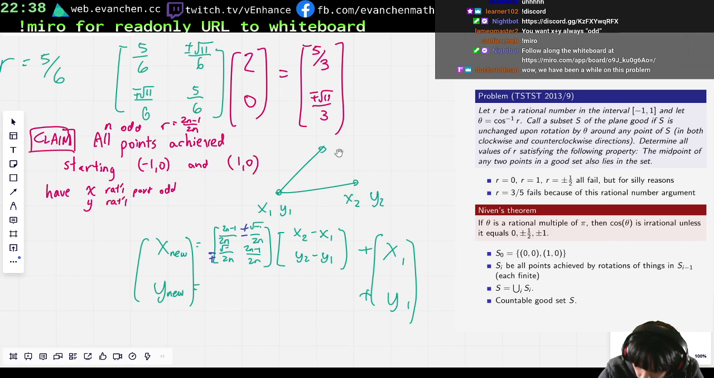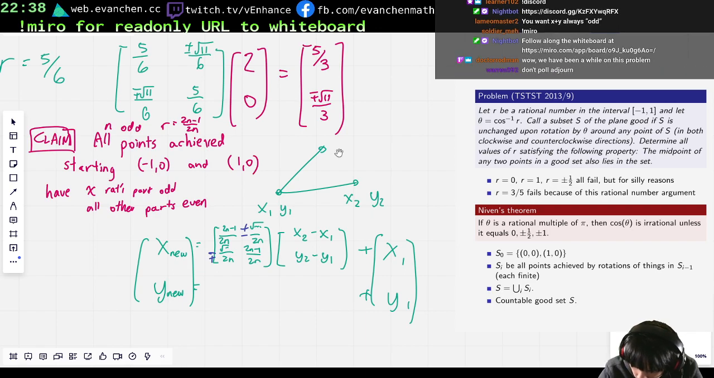So y rational part even. We'll just say all other parts even. How about that? Maybe that's clear. All three of them I claim are even. Then when I go to here, well, this is going to be like, the point is this is even plus even roots the whatever it is for both of these.